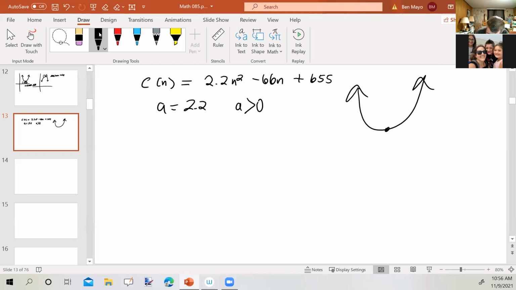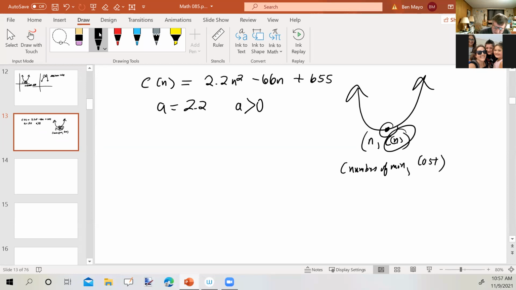All right. So the vertex would be an ordered pair, n as the input and C of n as the output. But in fact, n stands for the number of minutes, and C of n stands for the cost. So every point on that graph, the input is the number of minutes and the output is the cost. It says, for what number of minutes is the cost of running the machine a minimum? Well, the minimum cost would be the output of the vertex. So it wants to know for what number of minutes is the output the minimum. So basically, we need to find the input value of the vertex.